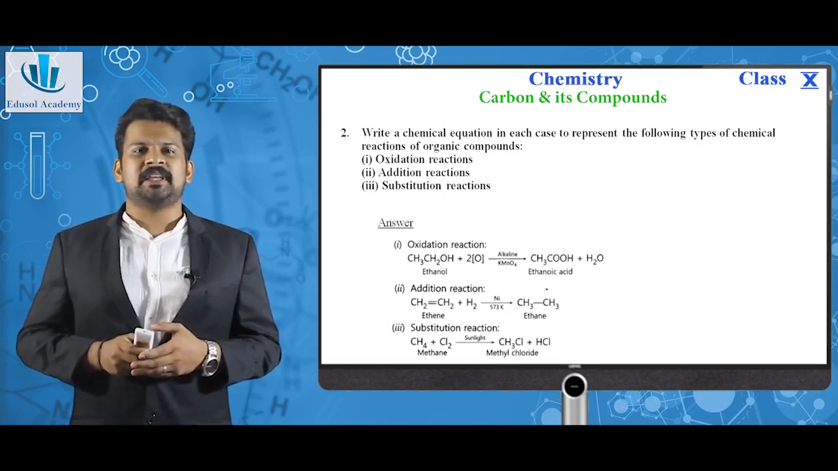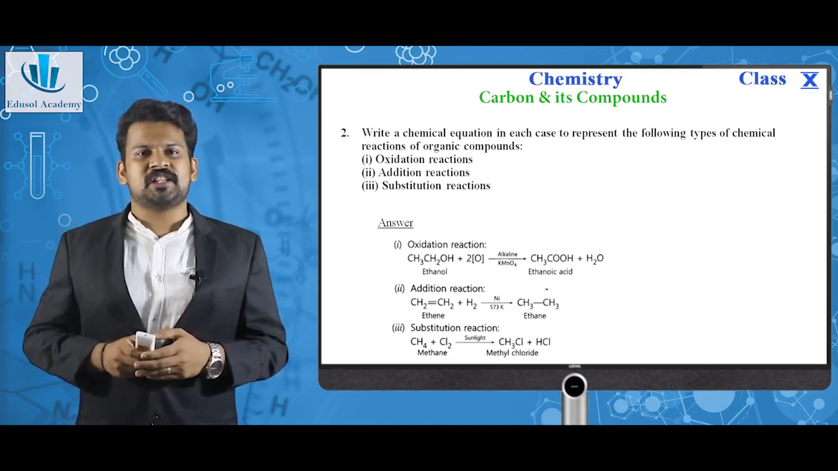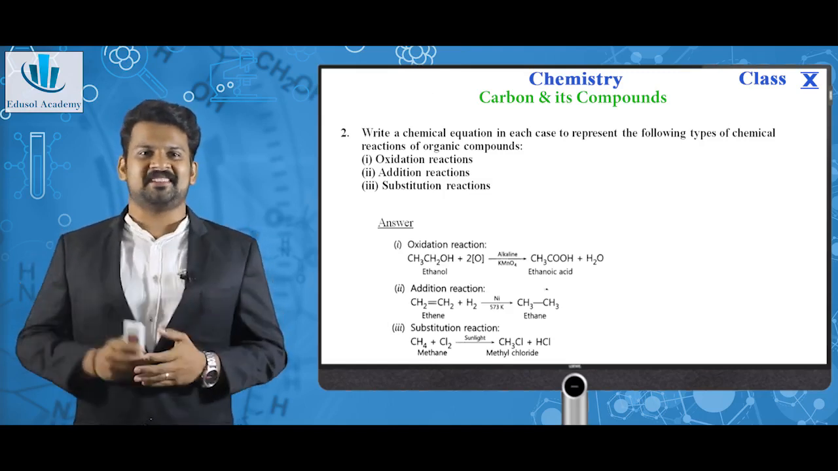Addition reaction is simply addition of hydrogen to double bonds. As you can see, CH2=CH2 plus H2 is giving ethane. Ethene is converted to ethane.